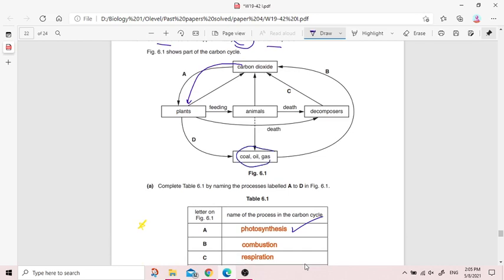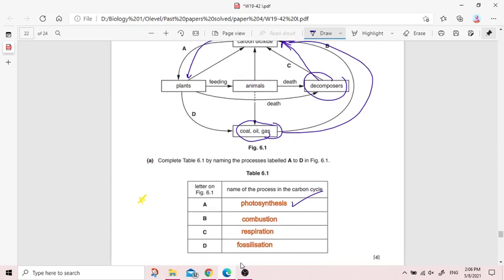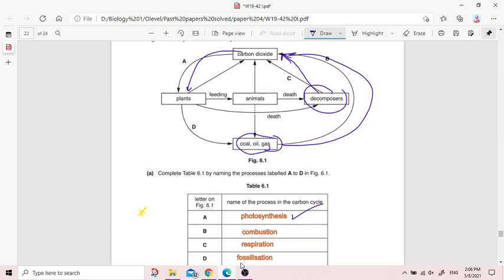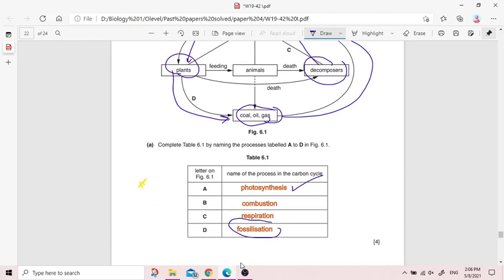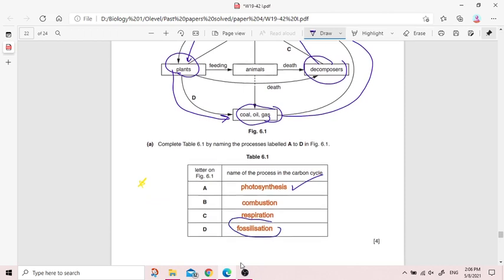Now the coal, oil and gas produce carbon dioxide. What did we do? Combustion. Number 3, decomposers, which are bacteria and fungus, they are releasing CO2. So what did they do here? Respiration. Decomposers are living organisms that respire and produce CO2. Last thing, plants turned into coal, oil and gas. This is called fossilization. They turned into fossil fuels, so this is called fossilization.